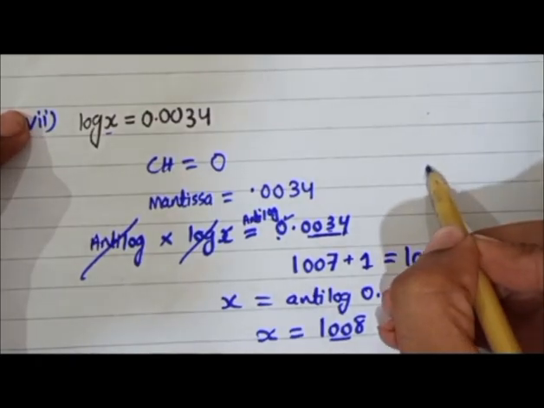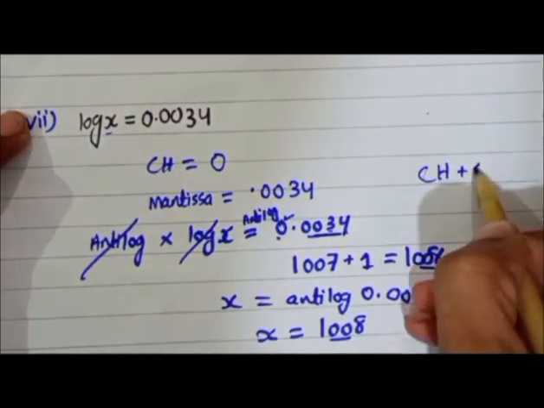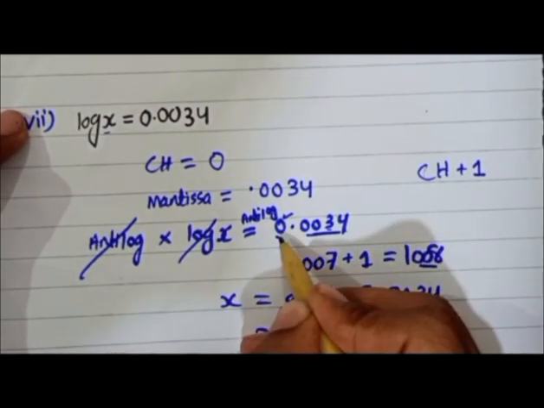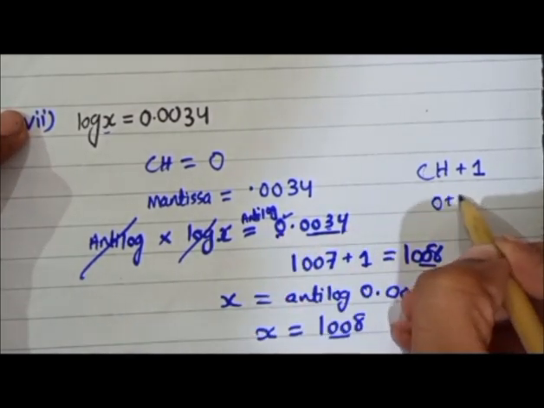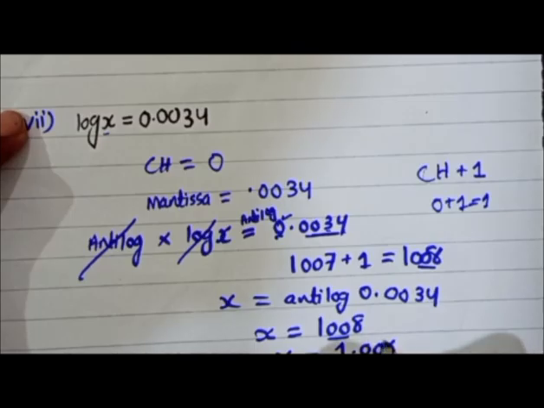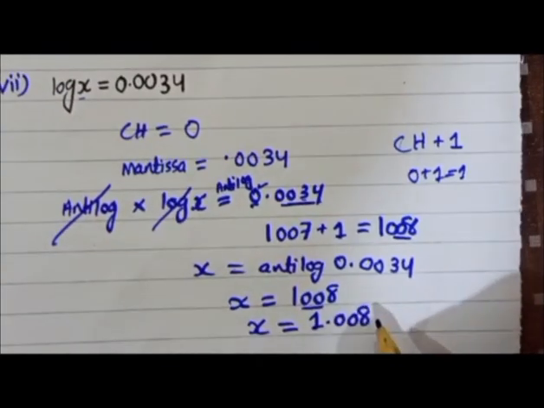For writing the decimal point, what is the formula? Characteristic plus 1. So what is my characteristic? That is 0. 0 plus 1 is equal to 1. So I will put the point after one digit: 1.008. So it is my answer.